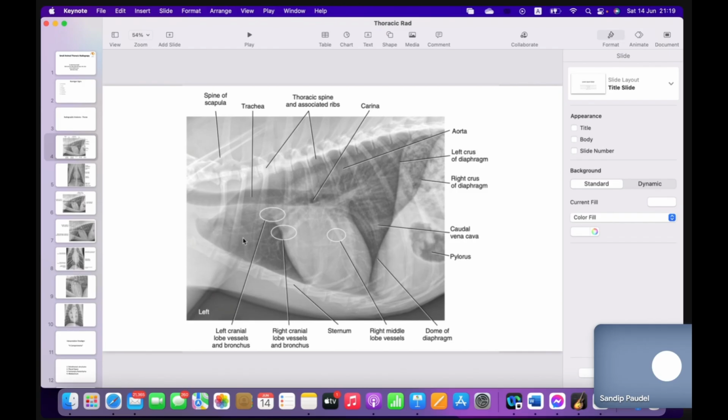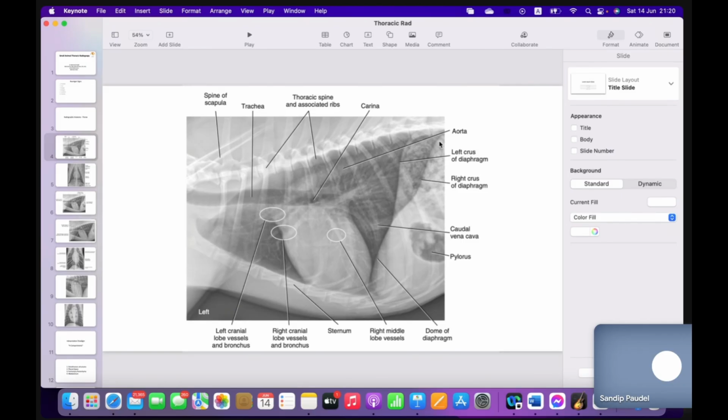Then in the intrathoracic part here, we can easily see this is the trachea, this is the carina, that is where the bifurcation starts for the main bronchus. And if you can really appreciate, this is a tubular structure here. So this is the aorta, okay?